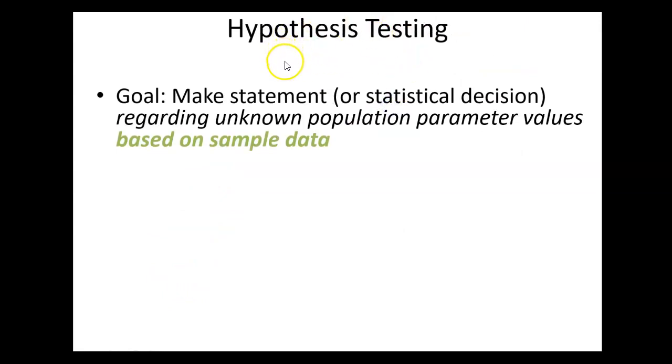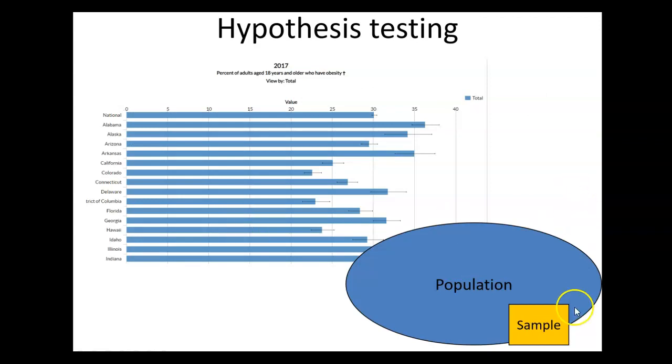We're going to move into hypothesis testing. So with hypothesis testing, again, the goal is to make a statement or statistical decision regarding unknown population parameter values based on sample data. So again, we're taking a sample and making an inference onto the population.